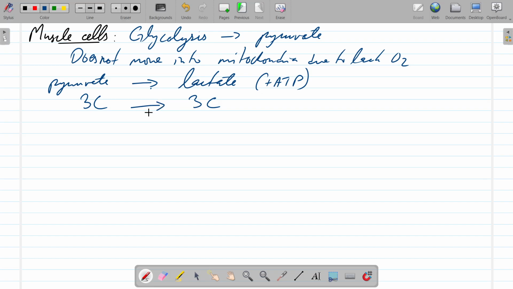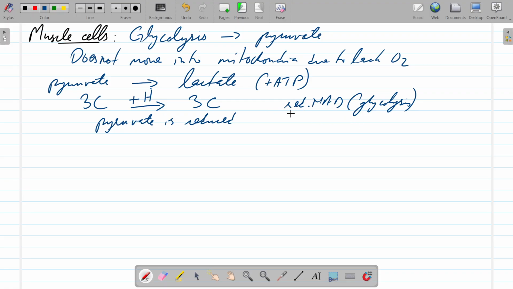So I said a hydrogen is lost. It's actually gained. So sorry about the confusion. And so pyruvate is reduced, and what's reducing it is the reduced NAD that was gained from glycolysis.